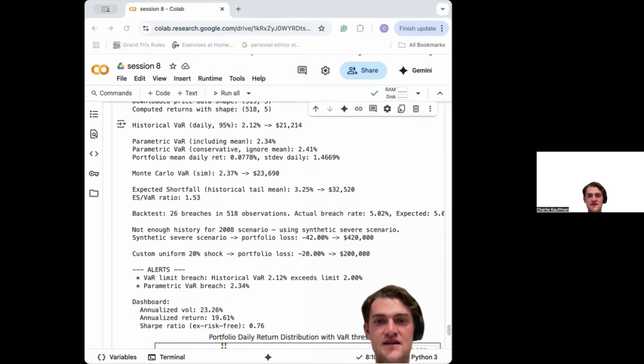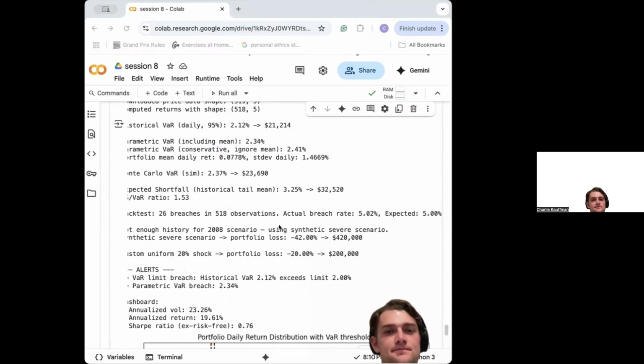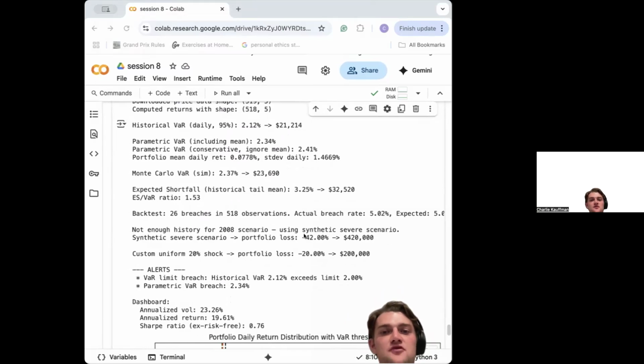Then the backtest here. We expect that about 5% of days should breach our 95% VaR level. If the actual breach rate is close to that, that's awesome, our VaR model is calibrated well. If it's much higher, our VaR model is too optimistic and underestimates risk. If it's much lower, then we might be overestimating risk, which is safe, but it can also constrain our trading, and we make less money, which is not what we want.